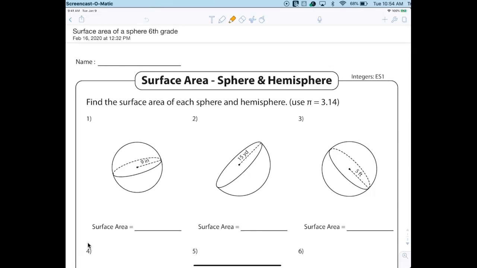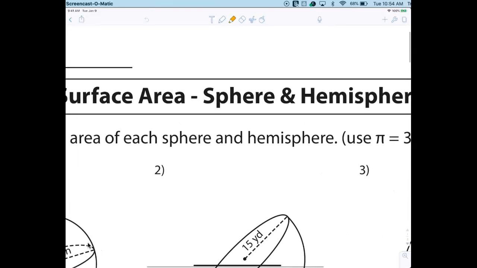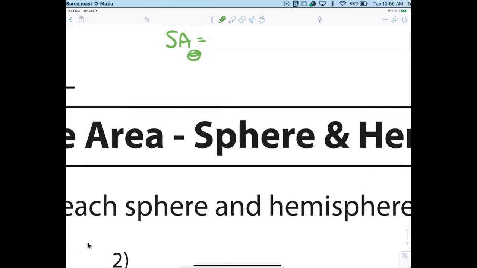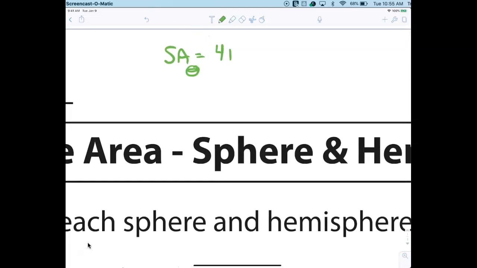All right, and I want you to write this at the top: surface area of a sphere. Normally I like to make the subscript look like a ball. So the surface area of a sphere is 4 pi r squared. It's kind of like the area of a circle, except you multiply the area of the circle by what? 4. That's all there is to it. That's the formula for surface area of a sphere, 4 pi r squared.